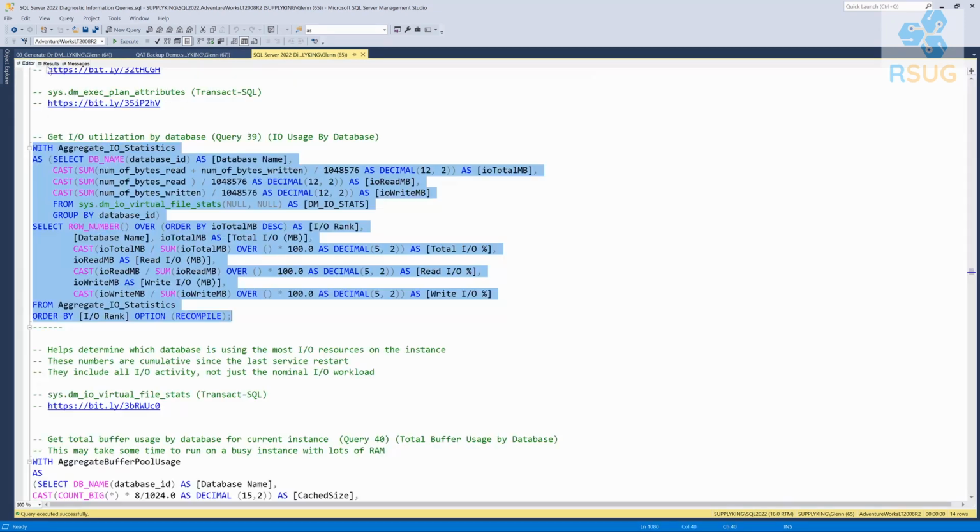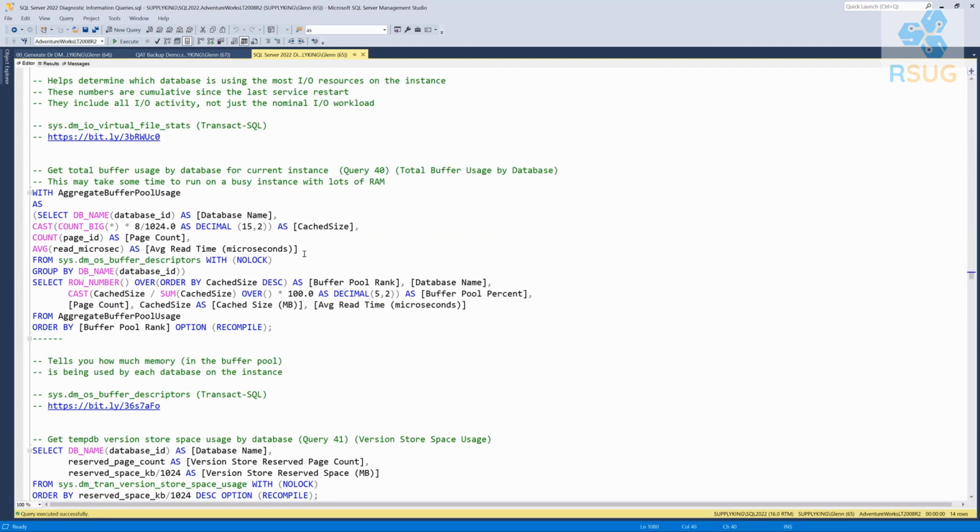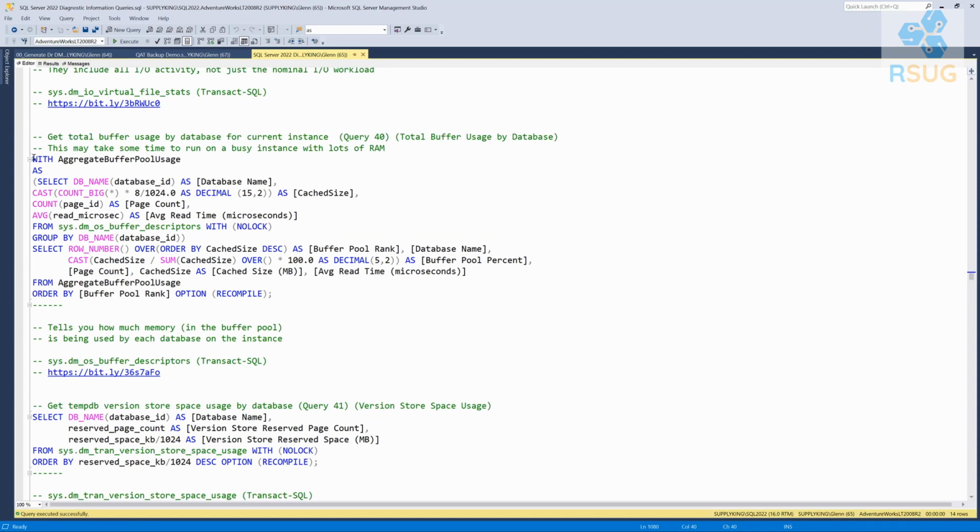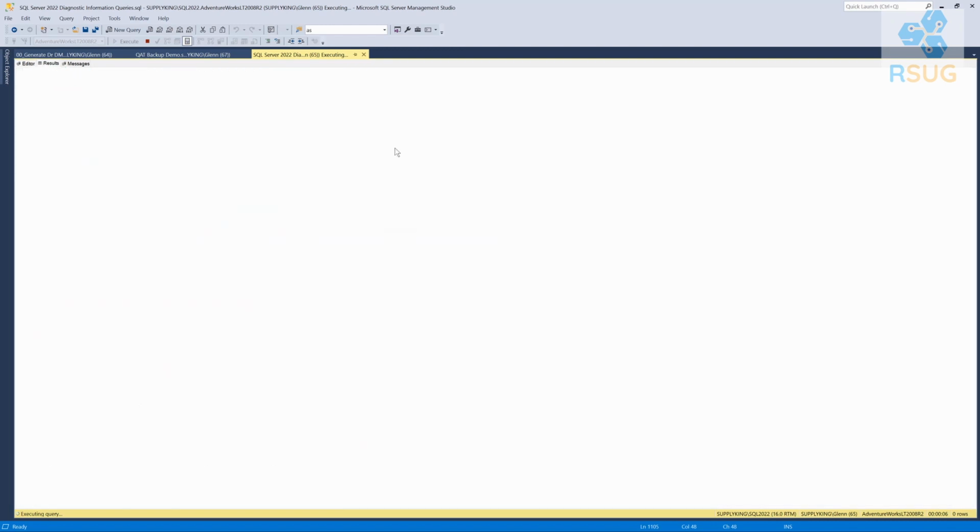So keep that in mind. And then the next one is going to show you which database is using the most memory in the buffer pool. And this can take a while to run in real life. Even on my machine, it's taking a few seconds. So come on, don't fail me now, machine.